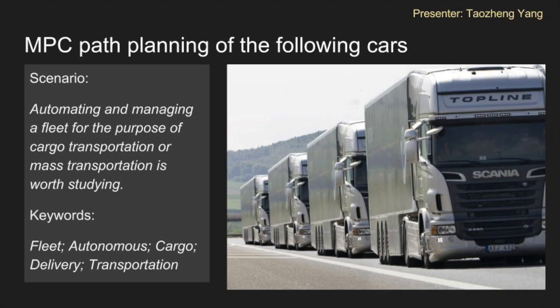Okay, let's talk about the following portion of our project. Nowadays, autonomous cars are becoming more and more meaningful. Automating and managing a fleet for the purpose of cargo transportation or mass transportation is becoming a very popular topic and worth studying. As we notice, avoiding both static obstacles as well as dynamic obstacles, in this case the car's preceding leading car, is quite difficult and challenging. So we did the dynamic path planning for the following car by taking the leading car's historical positions as references, which simplifies this issue. And we can use model predictive control methodology to tackle this issue.